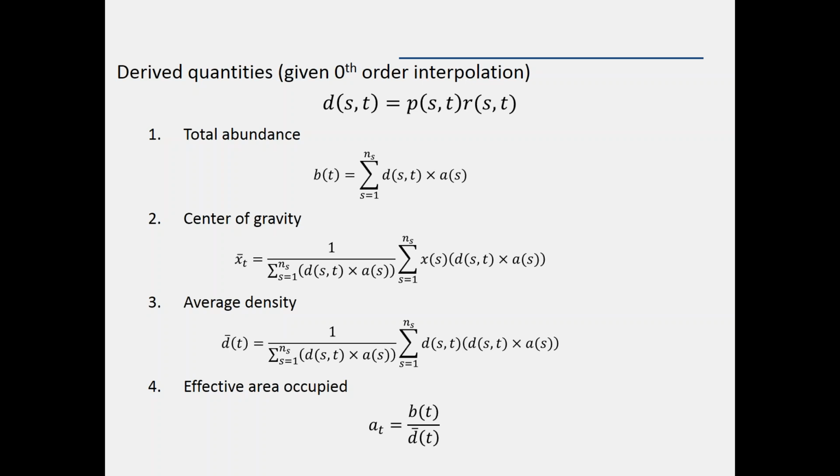Any questions about these? There's a whole long list of stuff you can calculate once you have the density function. And a lot of it's more interesting, I think, than total abundance.